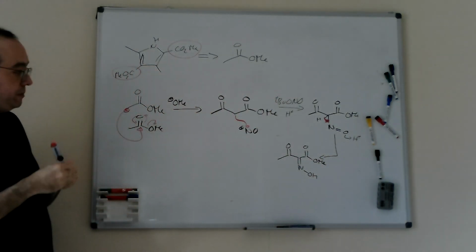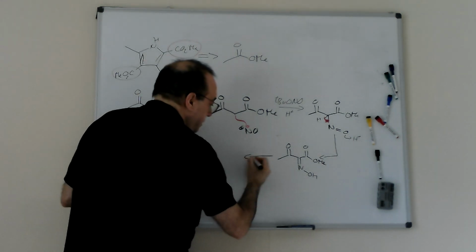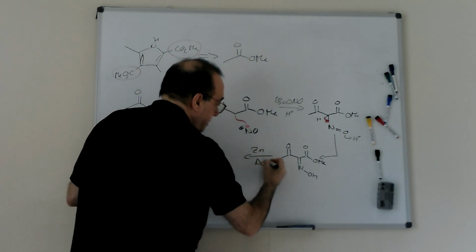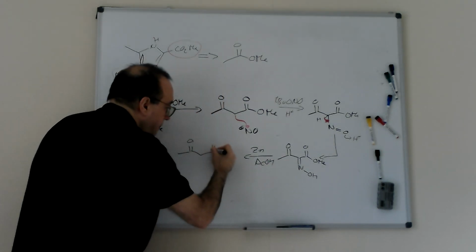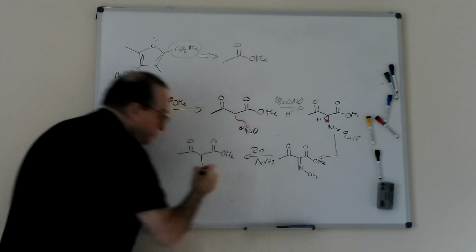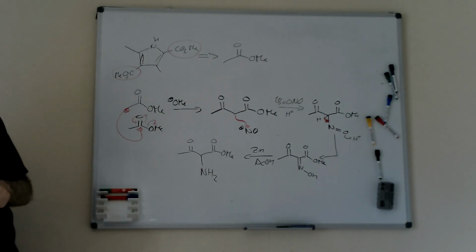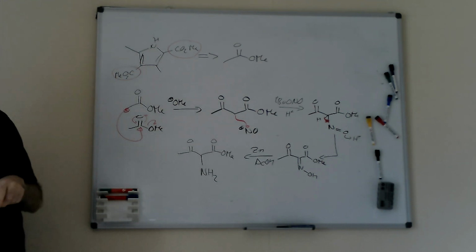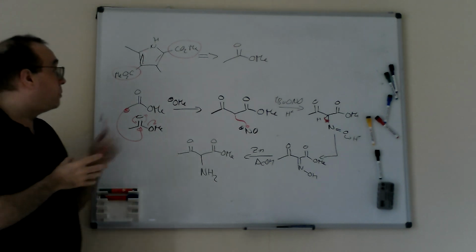Okay, what we have is the oxime, simply we reduce the oxime with zinc and acetic acid, and what we get is the amino in the middle position. Okay? This is basically how to generate this compound, and then we will form the pyrrole.